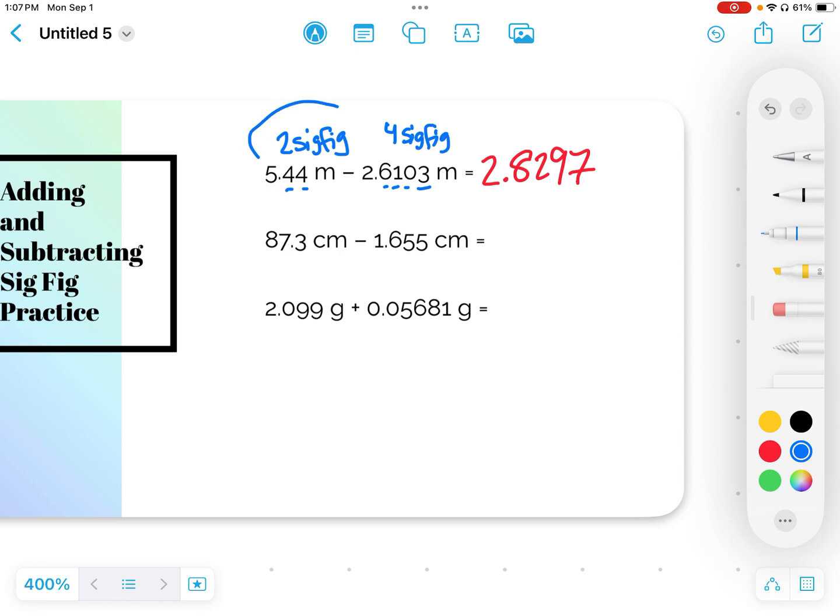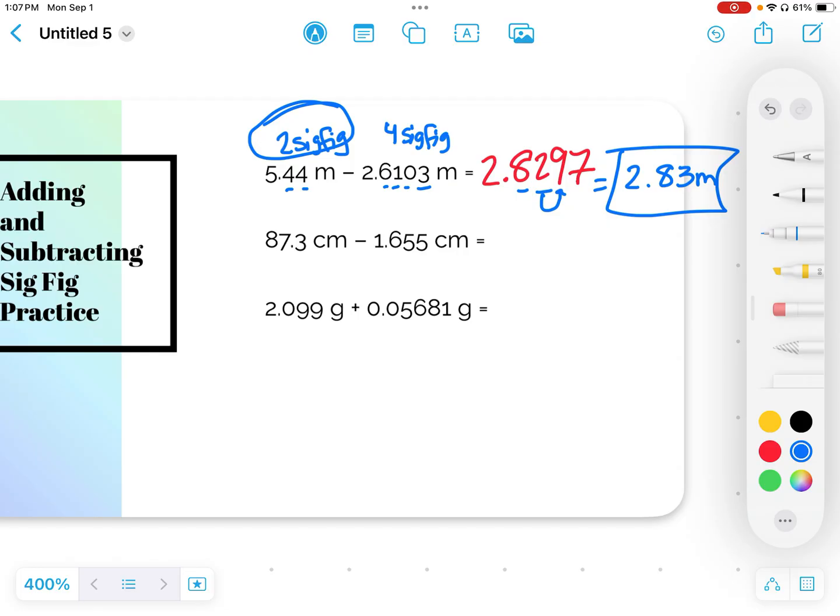I always go to the least amount, so I'm going to go to 2. Again, I'm going to ignore the 2 in the front to the left of the decimal. I'm just going to go behind it. I go 1, 2. I look behind, it's a 9. And I'm going to round up because it's 5 or higher. So it's 2.83 meters would be my final answer.